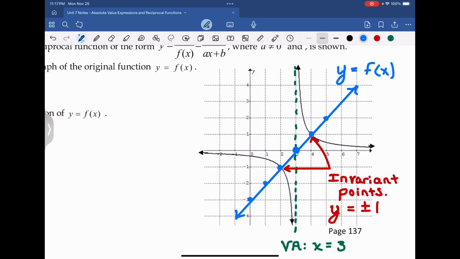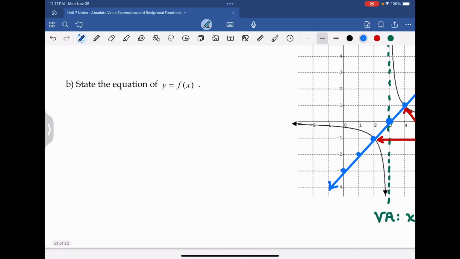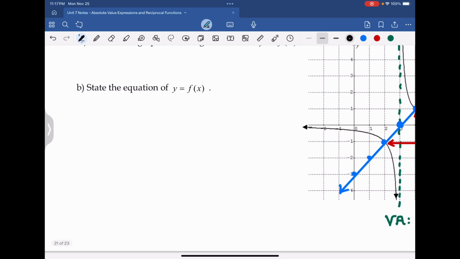Okay, now what is the equation here? Well, to figure this out, we could use either method. We could use point slope form or we could use slope intercept form. What I'm going to use is just slope intercept form to state the equation because we have our clear y-intercept. Y is equal to the original f of x, which is equal to mx plus b.